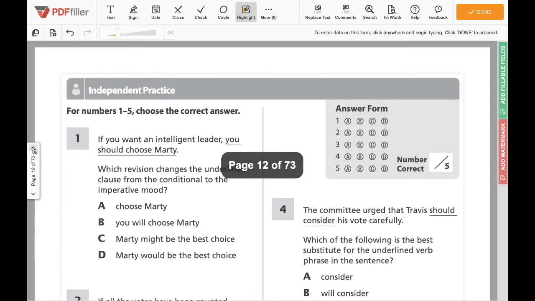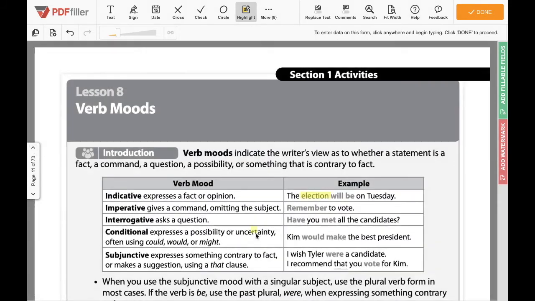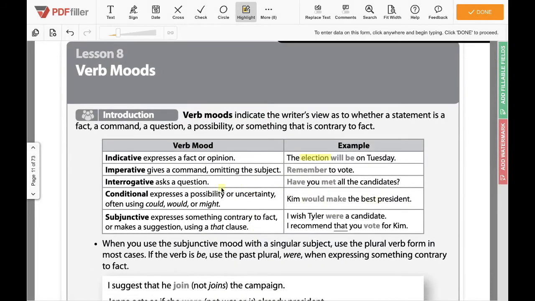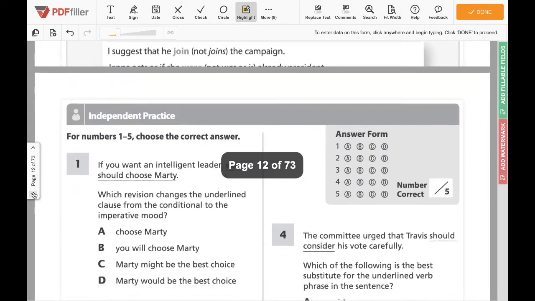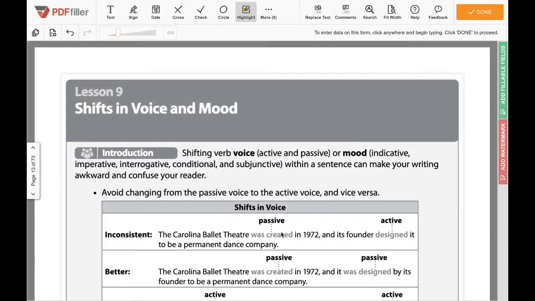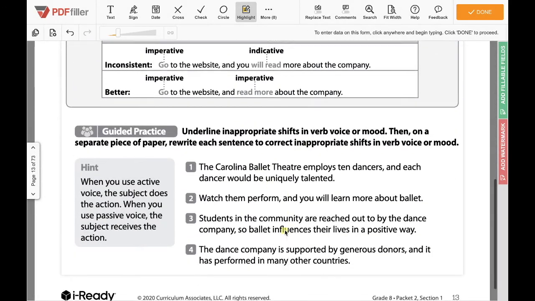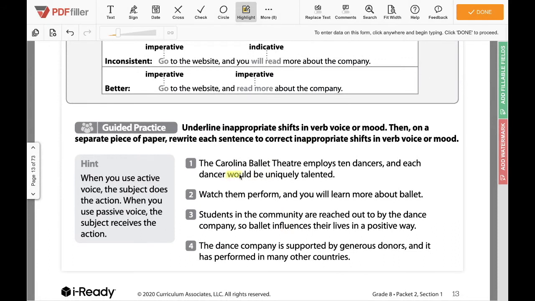Well, if we go back and look at our chart, we know that would be is conditional. So that's going to make it not a consistent verb mood. So we know that would be is what is mixing up the verb mood there. We'll come back and change the sentence to make it more cohesive and not so inconsistent.